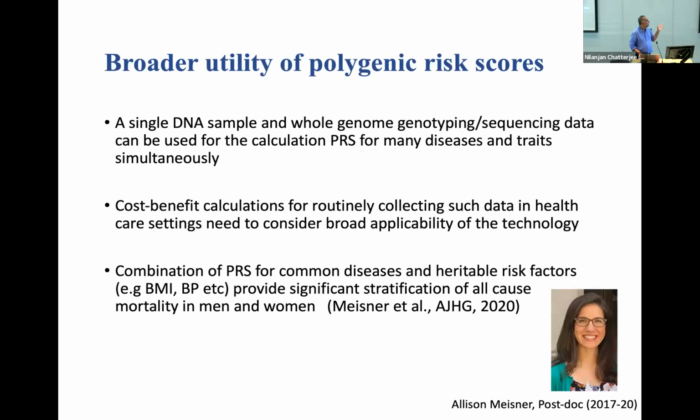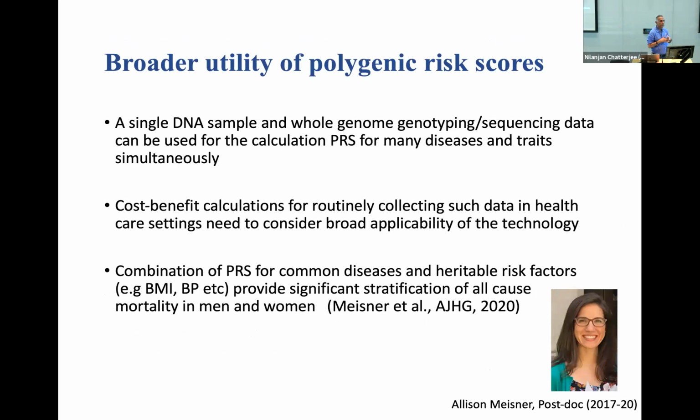So one thing I'm going to emphasize, there's a current emphasis, people are showing the performance of polygenic risk scores in a disease-specific way. Like, I showed application to breast cancer. Lee has been showing application to colorectal cancer. People are showing application to prostate cancer.